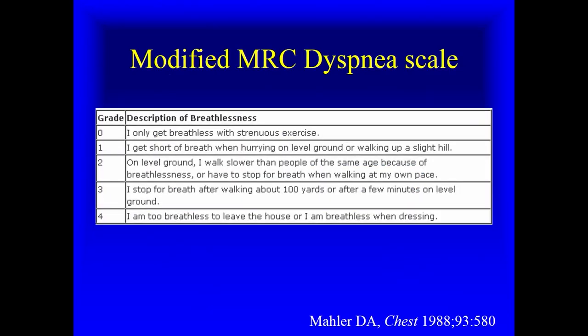The modified MRC dyspnea scale is a shorter assessment that can be used in the exam room with the patient. It consists of 4 questions assessing their dyspnea graded on a scale from 0 to 4, with normal being only getting breathless with strenuous exercise, to the most severe of being too breathless to leave the house or breathless when dressing. Consider a score of 2 or more to be symptomatic COPD, corresponding to patients who walk slower than people of their same age or have to stop breathing when walking at their own pace.